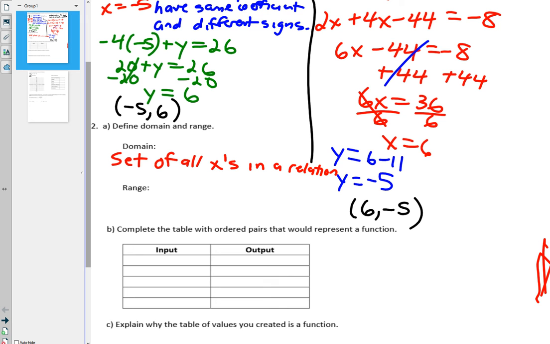Function could be an okay word, but function will not give you the maximum amount of points because every function is a relation, but not every relation is a function. That's when we learned about function tests and vertical line tests.